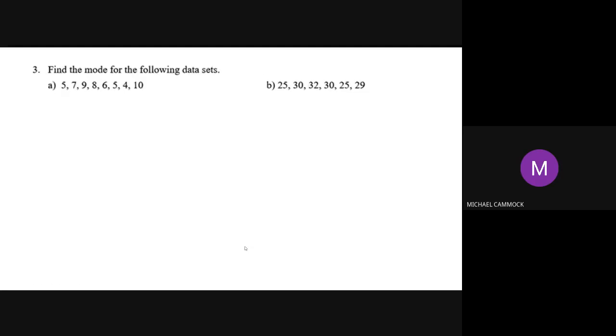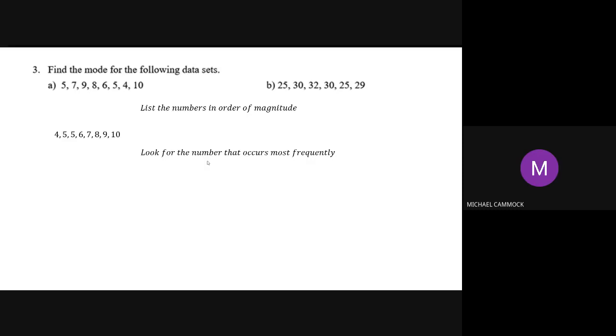Find the mode. Okay, now for mode, remember what mode is. Mode is the number that occurs the most times. So the first step in doing this is to do what we did in the median, which is to list the numbers in order of magnitude. They're not in the correct order right now, so that's something that you can do easily enough. Put them in order of magnitude. So it's 4, 5, 5, 6, 7, 8, 9, and 10. That's just taking these numbers and putting them in order of size. So I've listed them in order of magnitude.